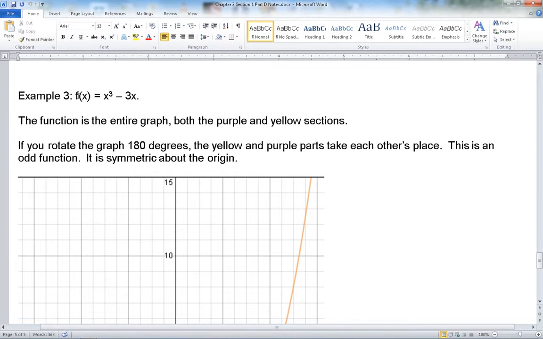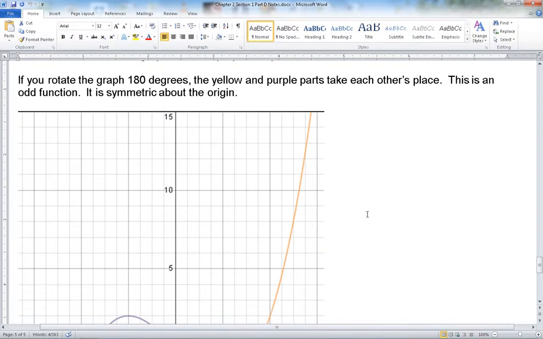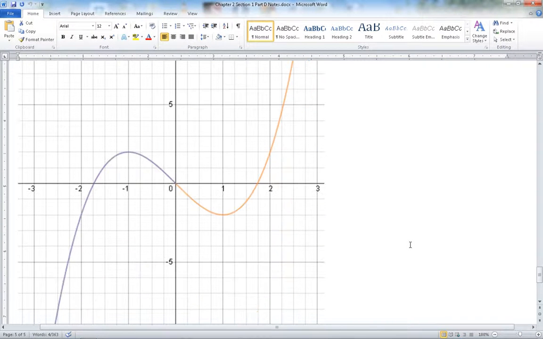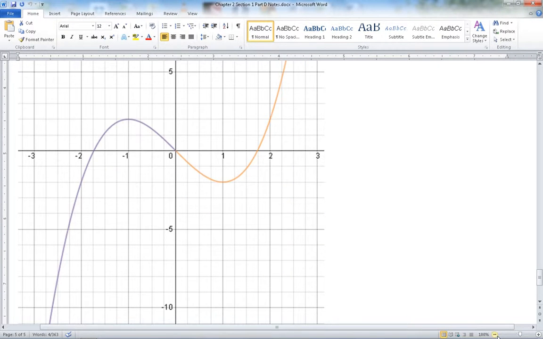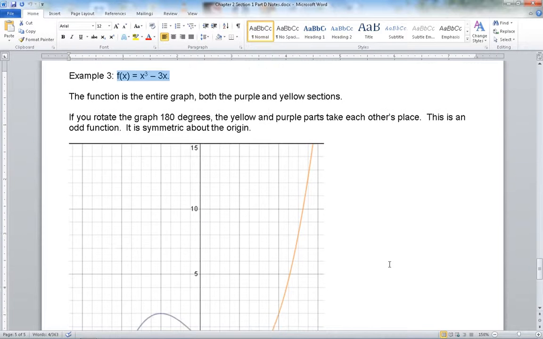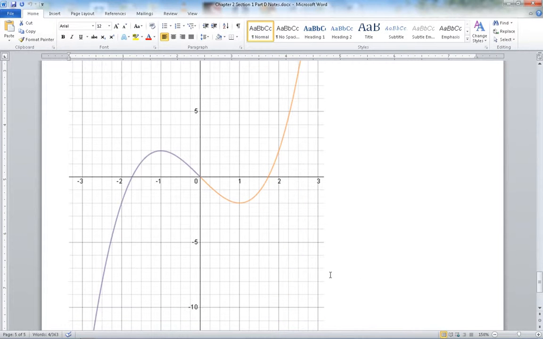Now let's consider the function f of x equals x cubed minus 3x. The function is the entire graph, both the purple and the yellow sections that I have listed here. Let me zoom down a little bit so we can get the whole graph in here. What it does is start near large-magnitude negative numbers, or negative infinity. It increases, then it goes down, and then it goes back up.